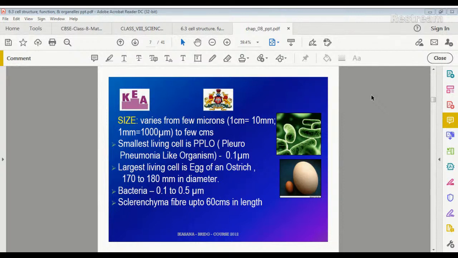Now, you will be amazed that the smallest cell is 0.1 to 0.5 micrometer in bacteria, and the largest cell is the egg of an ostrich, measuring 170 millimeter by 130 millimeter. Right? Okay. Next, we can move on, I think.